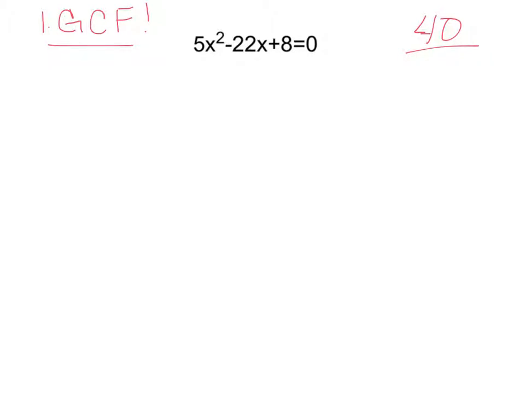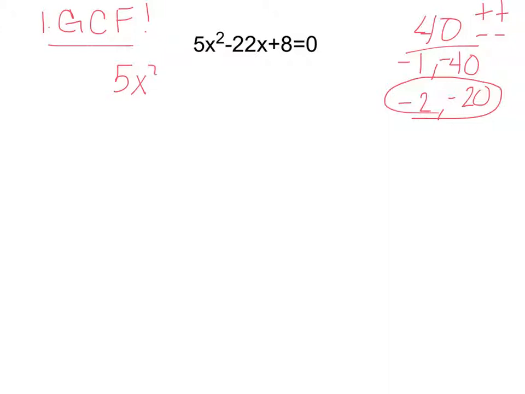So if I want it to multiply to a positive, that means I need to either have a plus plus or a negative negative, okay? So since this one is negative, right here, that means that I have to have two negative answers. So if I know 1 and 40, negative 1, negative 40 gives me negative 41. Negative 2 and negative 20 give me negative 22. So then I write 5x squared minus 2x minus 20x plus 8 equals 0.